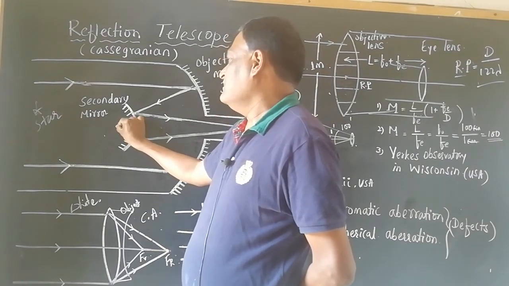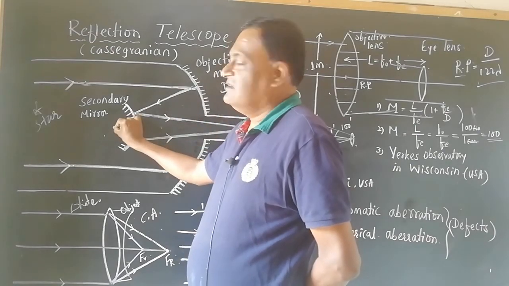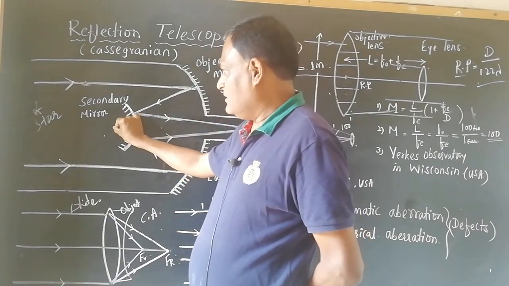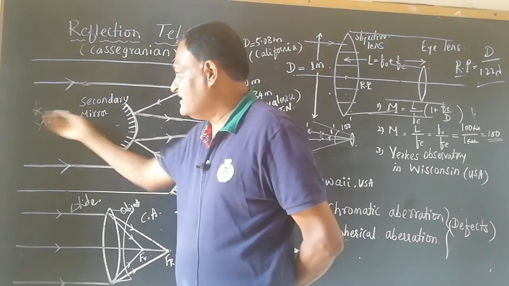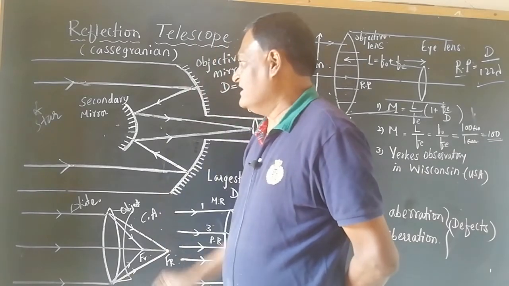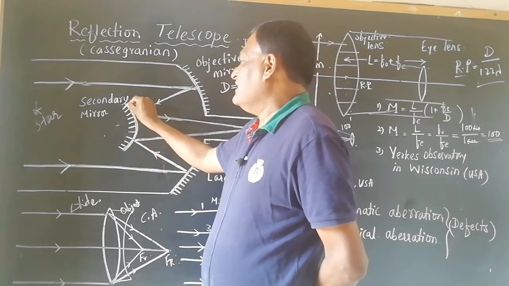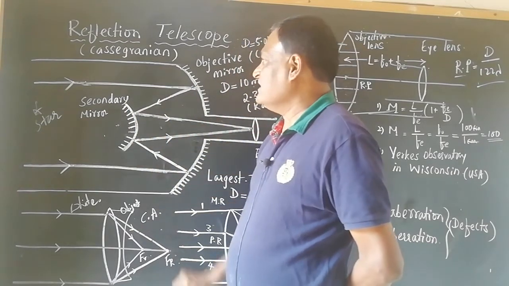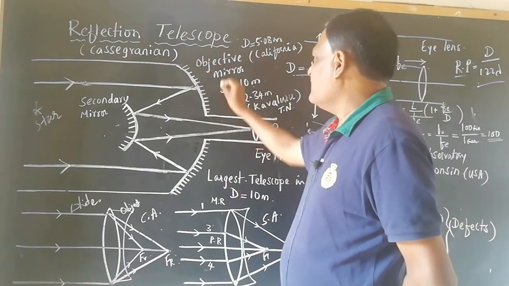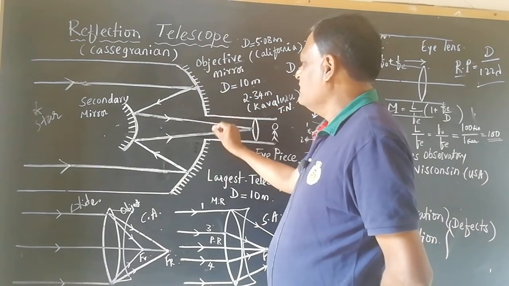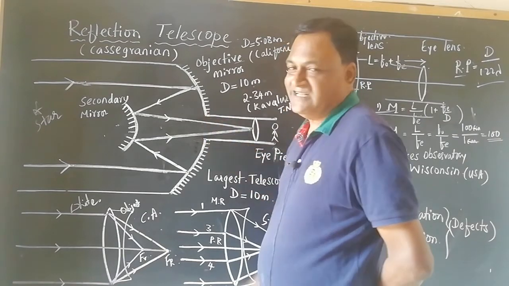Having a cabin and sitting at this particular point to see the image of a distant star, he will be blocking some of the incoming light from the star. So a little modification was made to the reflection type telescope. This concave mirror, called the objective mirror, is provided with a hole in the center.